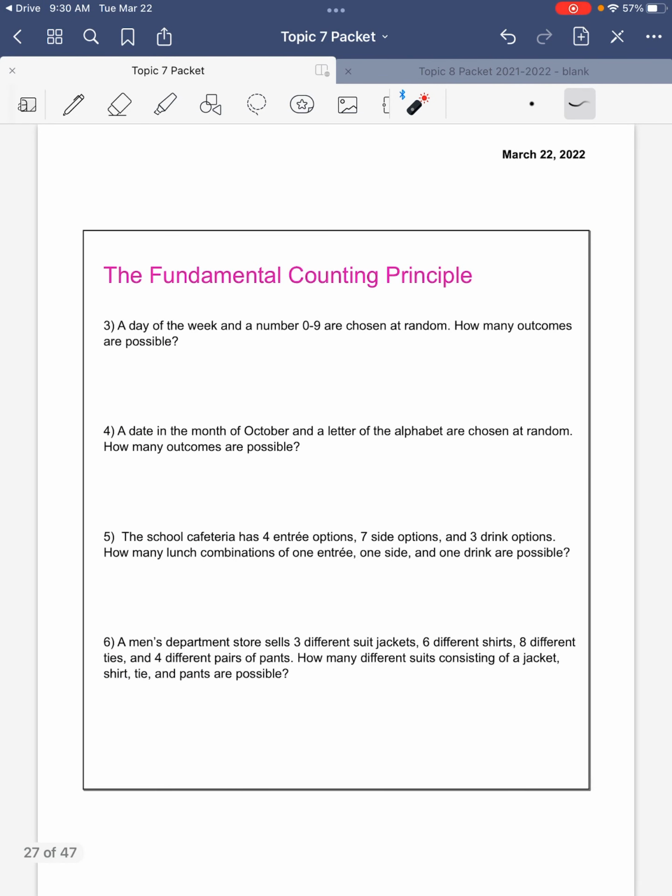Okay, let's now talk about the fundamental counting principle. So the way this works is you take the number of outcomes for your first event and multiply with the number of outcomes with your second event. And that's going to give you the total number of outcomes. So a day of the week and a number 0 through 9 are chosen at random. How many outcomes are possible?